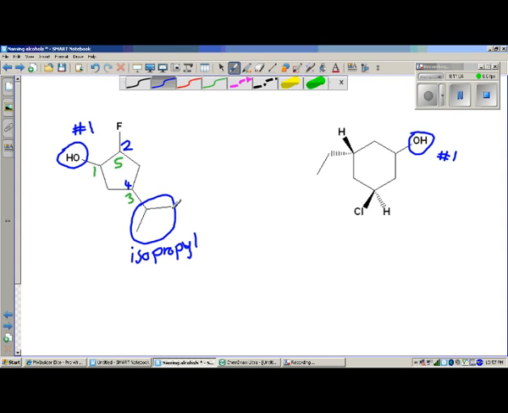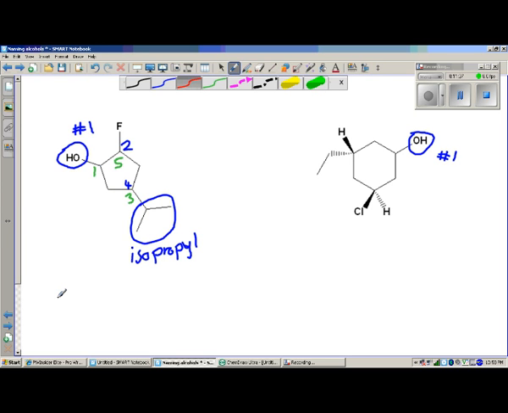Okay. So the parent name, we've already said, is cyclopentanol. And so then we have the question, which one comes first? Does the fluorine come first, or does the isopropyl come first? Well, we just want to ask ourselves, which is first alphabetically? And of course, it's fluorine. So therefore, the full name of this would be 2-fluoro, 4-isopropyl, cyclopentanol. Notice I did not put a 1 in that name anymore.